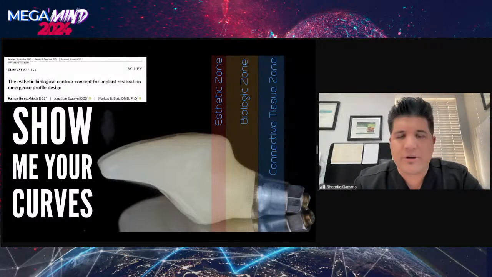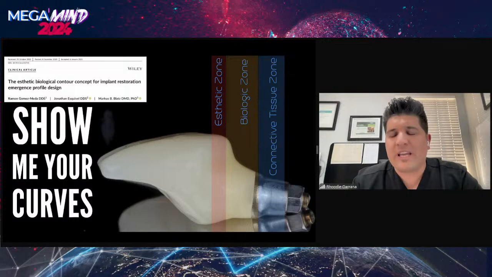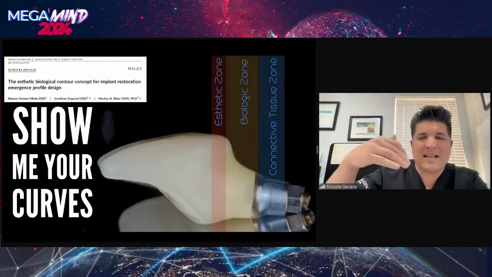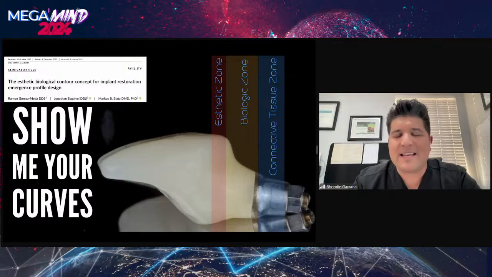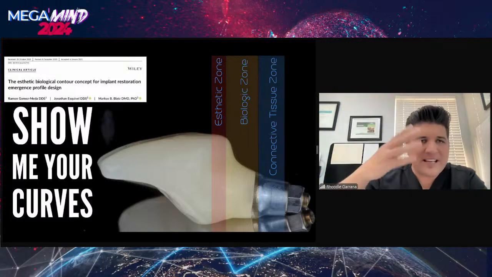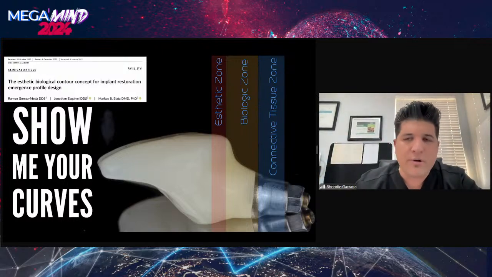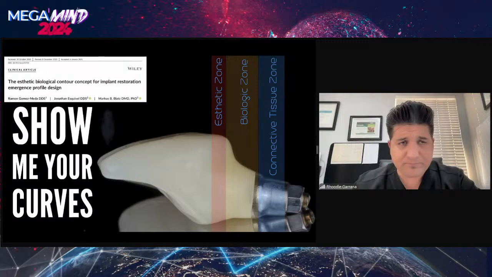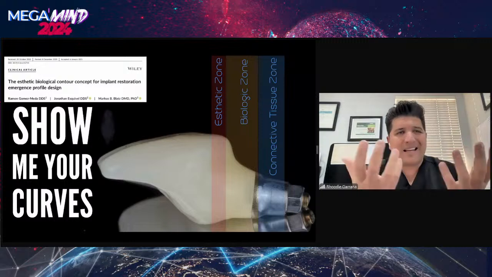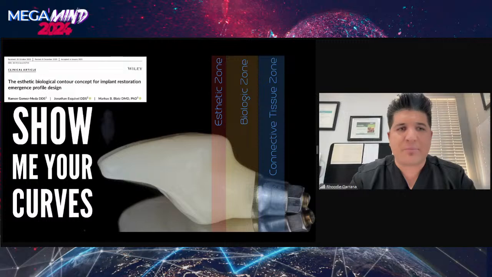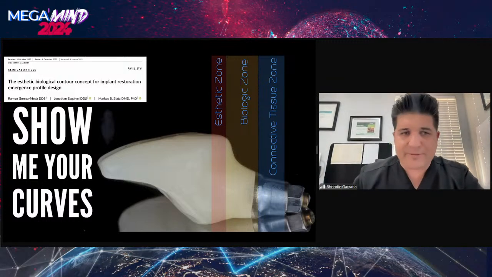So the aesthetic zone is responsible for the gingival margin and where the gingival margin is going to sit. And this is the 1 millimeter of prosthetics or prosthesis that is sitting below the gingiva. And then once you get to the biologic zone, having it as concave as possible to allow for the infill of biologic tissue rather than prosthetics. And then the connective tissue zone, obviously also important, adding to that insulating cuff of tissue that is going to ultimately protect the implant through its life.